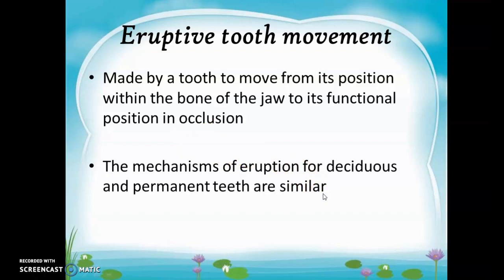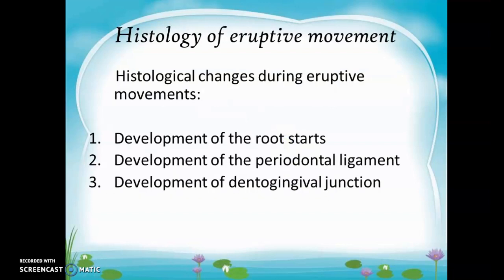I said it is complex because a lot of histological changes and various mechanisms are involved in this process, as the tooth moves a greater distance axially, crossing the bony as well as soft tissue barriers to emerge into the oral cavity, and also in the same direction it further moves to reach the occlusal plane. So the major histological changes that occur during eruptive movements are beginning of development of root, onset of development of periodontal ligament, and development of dentogingival junction.